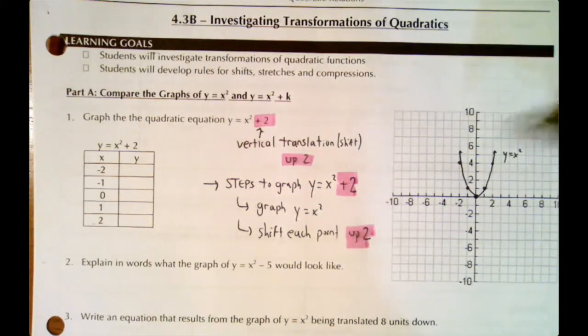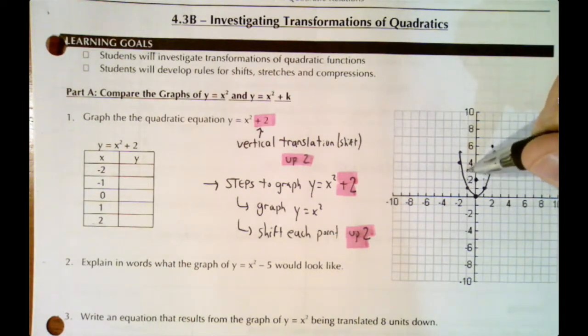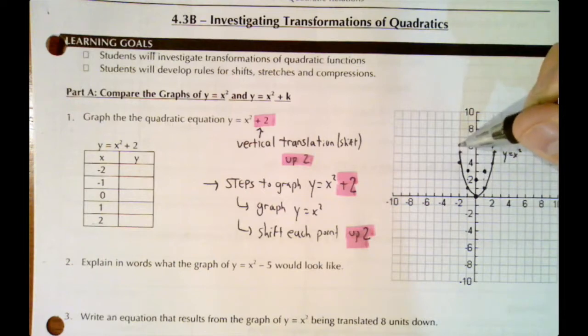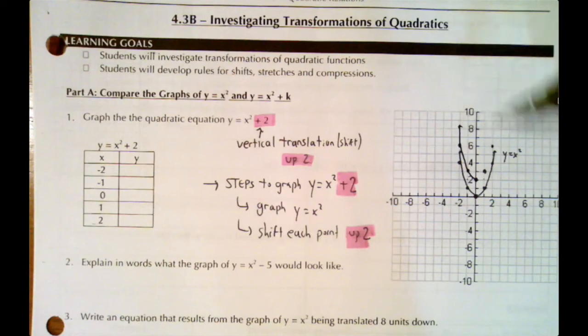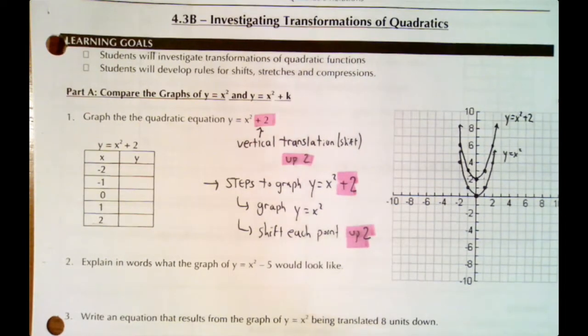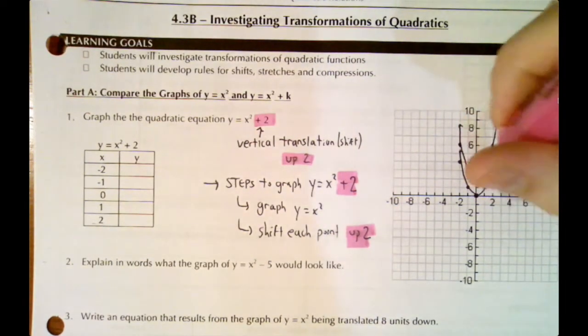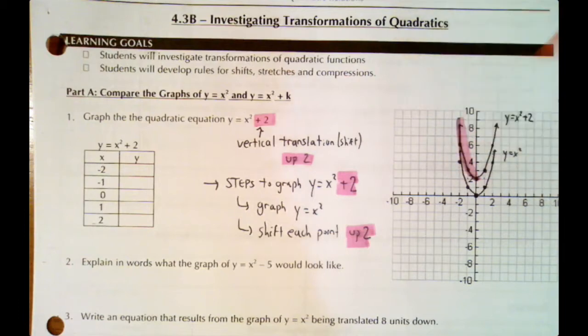So let's try that. Well, each point up 2, 1, 2, 1, 2, 1, 2. Notice we're not changing any of the x values. We're just shifting each point up 2. Y equals x squared plus 2, up 2. I'm going to highlight this in pink.